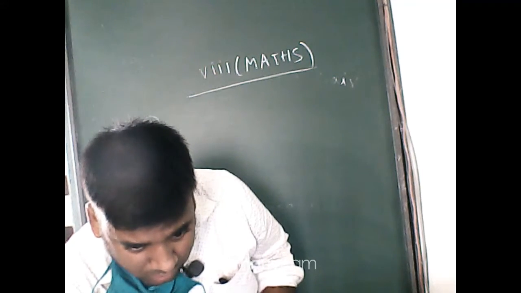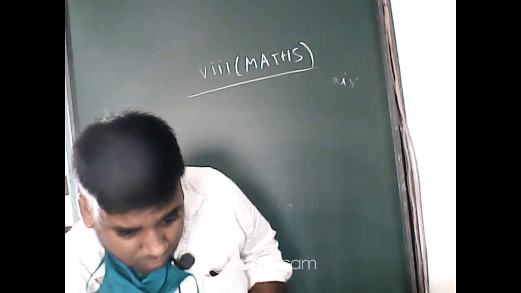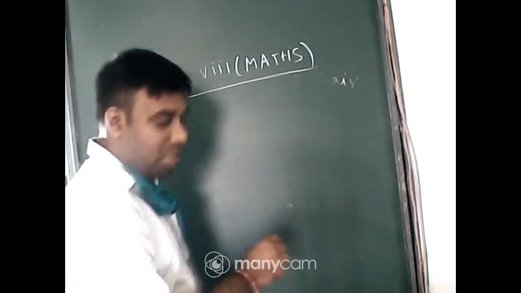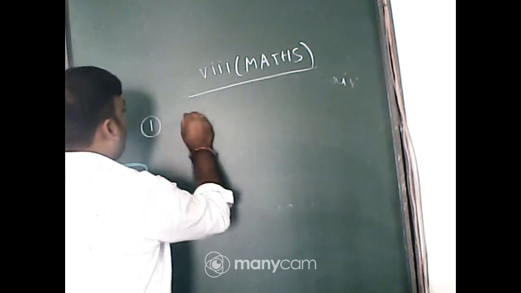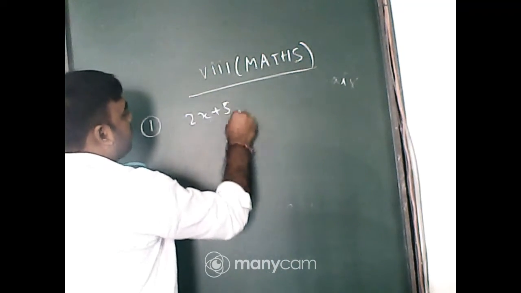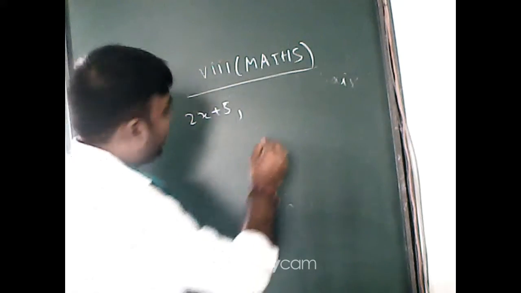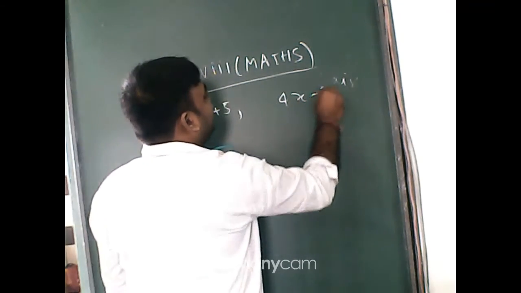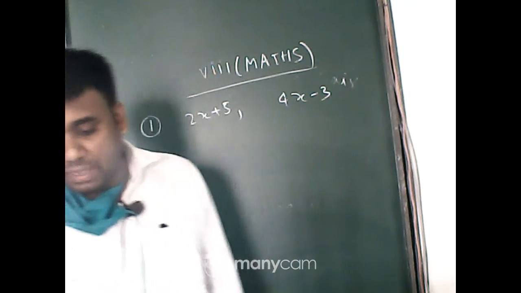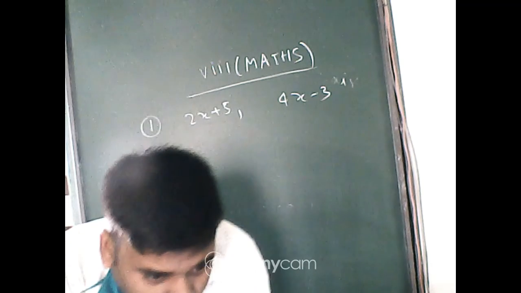What are binomials? Expressions containing two terms. So, first question: multiply 2x plus 5 and 4x minus 3. Multiply it and tell me the answer quickly.